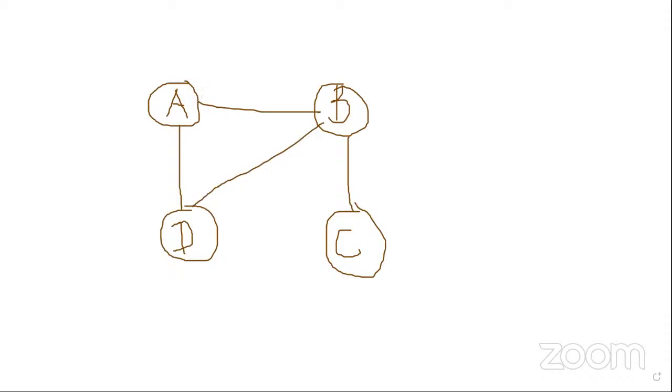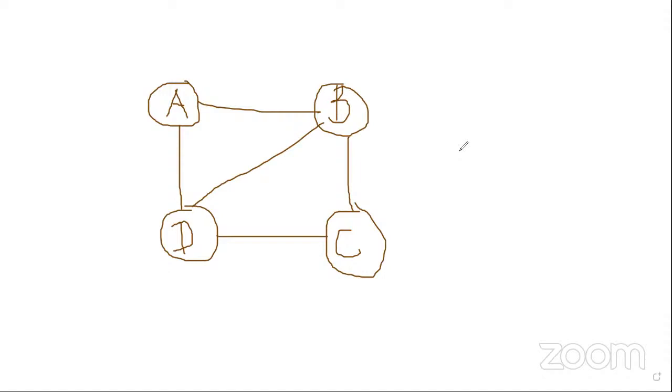Who asked this doubt? By the way, may I know your name? I missed it. Yashwant. Okay, so Yashwant, this is an undirected graph with 4 vertices and 4 edges, right? Let's add one more, let's say 5 edges. And now listen to this.